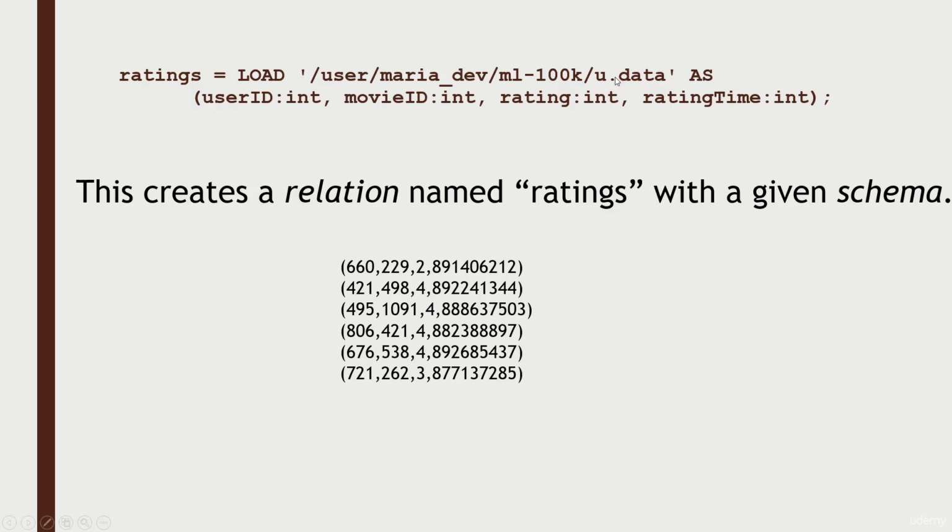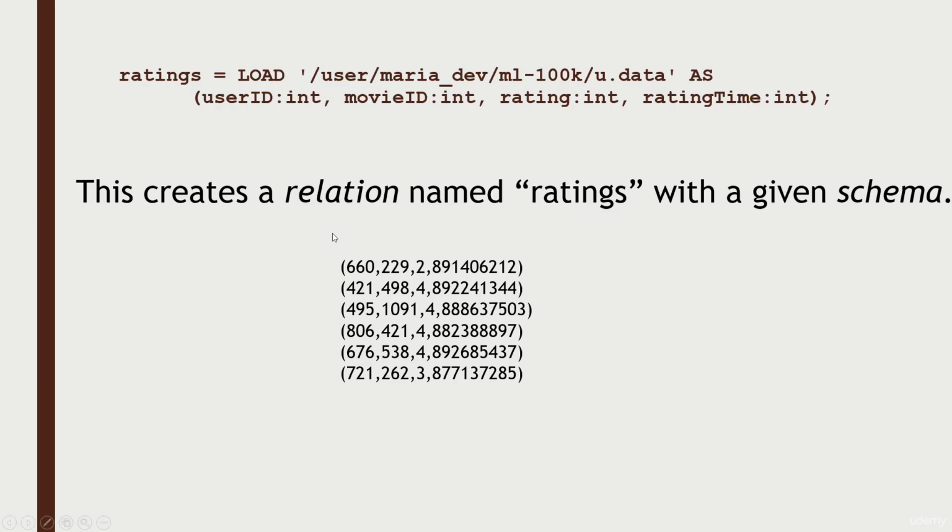So what it's going to do is load in each line of u.data and split it up into 4 different fields delimited by tabs. And it's going to name the first field user ID, and it's going to cast it to an integer. And then it's going to call the second column movie ID, and that's also an integer. And it's going to call the third column rating, also an integer. And finally the rating timestamp, which is also an integer. So at this point, we end up with a relation named ratings, and it has this schema baked into it.